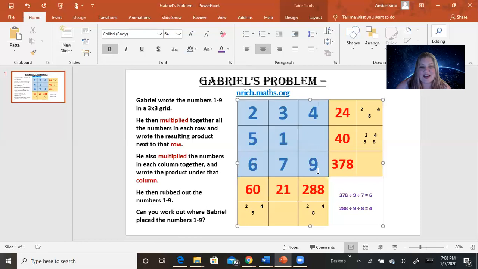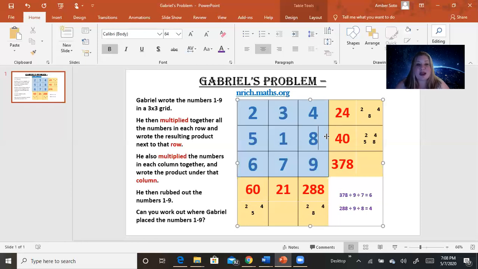And finally, we can see that 288 divided by 9 and divided by 8 would be 4, so that means the only number we're missing in the end is 8. And we have filled our column. They should all multiply out to be the correct numbers, and we feel good.